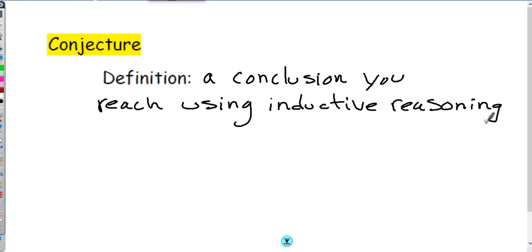reasoning. So you guys do this in life. When you see a pattern, you can make a conclusion as to what's going to happen every time something happens. So you look at a pattern and then you make a conjecture, a conclusion based off of whatever pattern you're looking at.